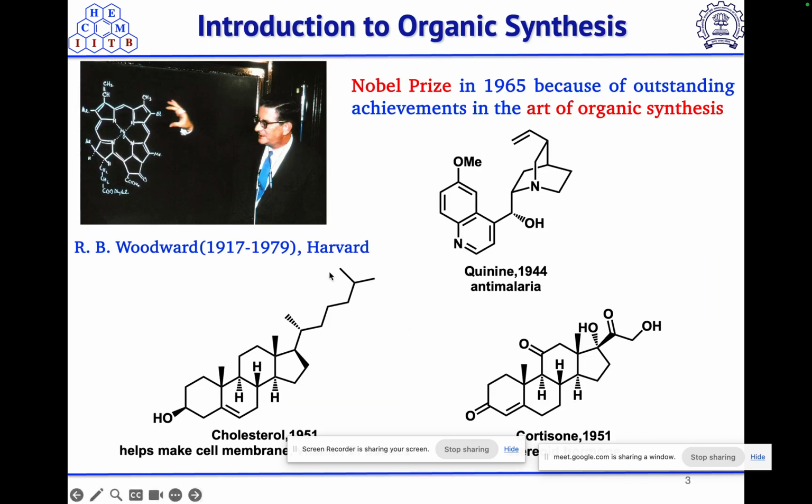As you can see, Professor R.B. Woodward, he's an American chemist from Harvard, and he won the Nobel Prize in 1965. He got the Nobel Prize because of this art of organic synthesis. So he and his co-workers synthesized many natural products or unnatural products having biological activities.